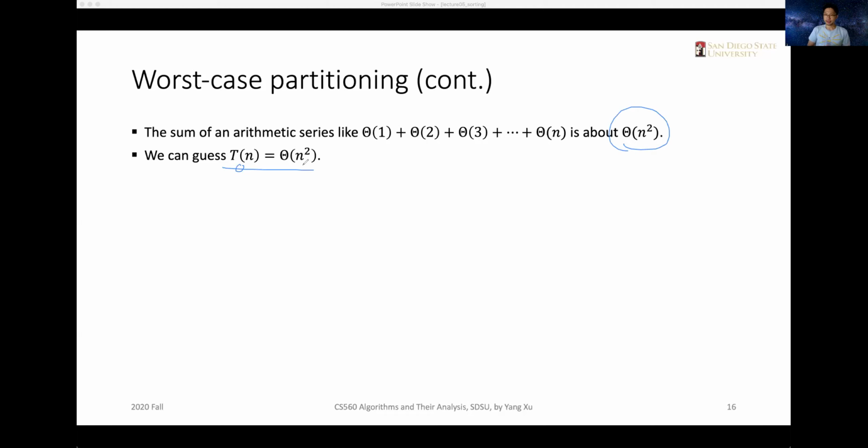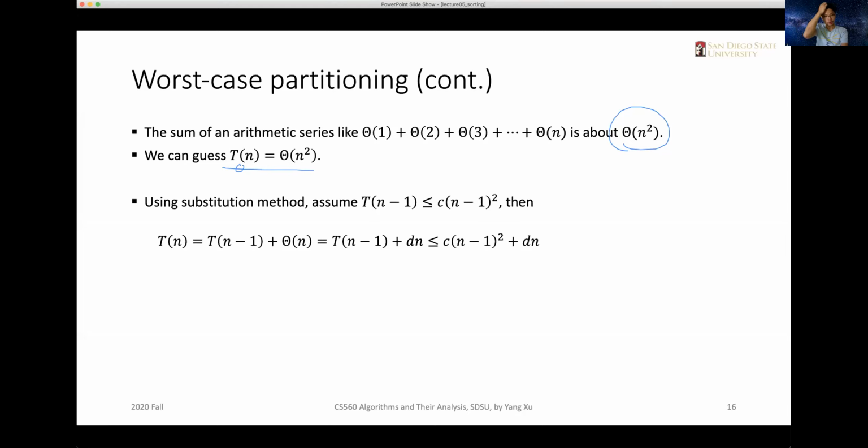So when we have a guess, we can use the substitution method to prove that our guess is correct. Using the substitution method, we basically use mathematical induction. So we assume that this quadratic upper bound is true for an input of smaller size, say n minus 1. Say we have this inequality as our assumption: T of n minus 1 is smaller than c times n minus 1 squared, and c is the constant that we want to determine.